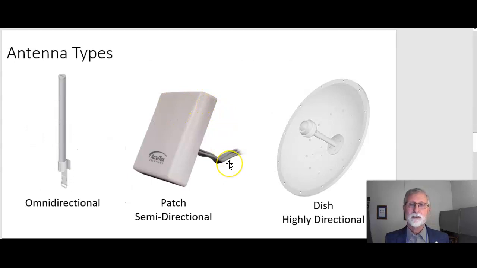Now, there are 3 different types of antennas that are used a lot, at least in Wi-Fi networks. You've got an omnidirectional, which is 360 degrees. You've got patch antennas, which are kind of semi-directional, but they're made to be mounted on a wall or a ceiling and aimed in a direction outward. And then you get a high gain directional antenna, similar to a dish antenna.